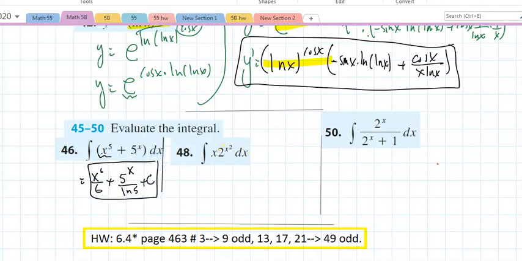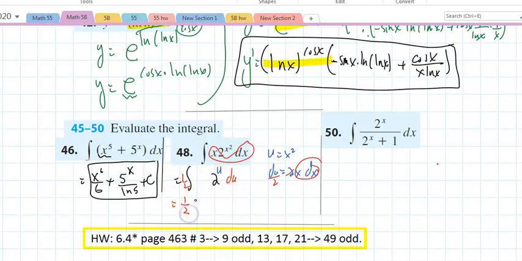Here, if I let u equal x squared, du is 2x dx. So I could say this is the integral of 2 to the u. And I could say x dx is really a 1/2 with a du. And wouldn't that be 1/2? Integral is 2 to the u over natural log of 2 plus c. And that would be 1 over twice natural log of 2 times 2 to the u, u was x squared, plus c.